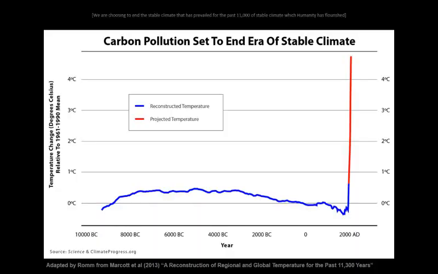And this is a graph, again, I'll come back to when we talk about climate change, but the blue line represents the mean global temperature for the last 12,000 years. And then you can see it kick up, and then the red is where we're going in the next century or so. So why is the blue line so significant? What's significant for the last 12,000 years for humanity?